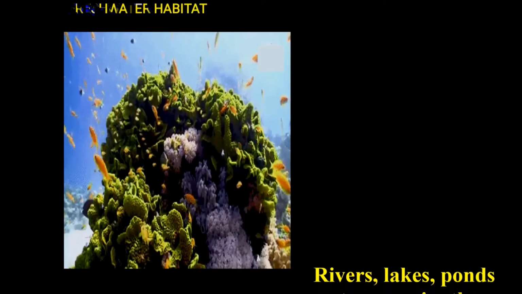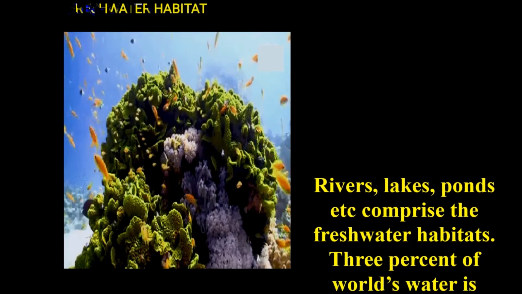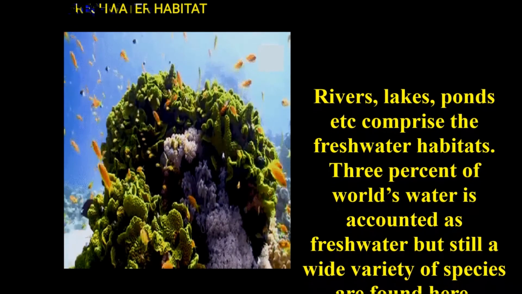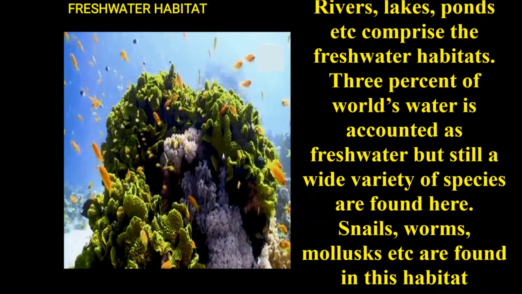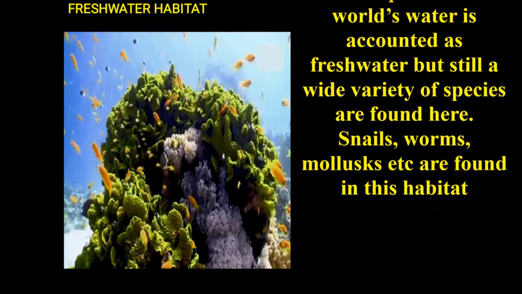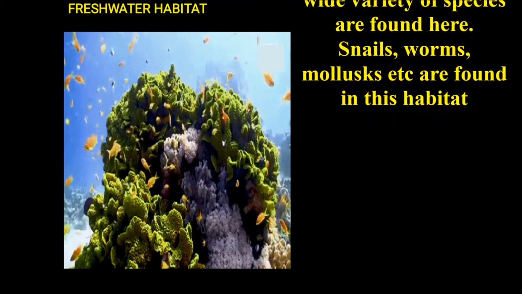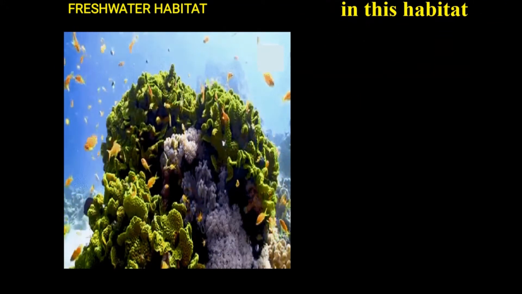Now, let us discuss freshwater habitat. Children, rivers, lakes, ponds, etc. comprise the freshwater habitats. Only 3% of the world's water is accounted as fresh water, but still a wide variety of species are found here. Snails, worms, mollusks, etc., are the common organisms in this habitat.